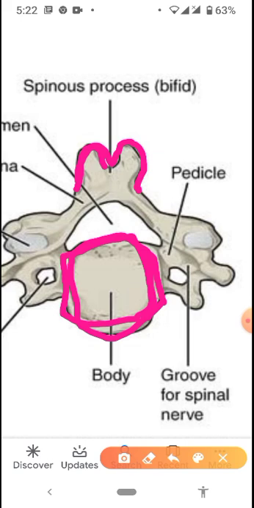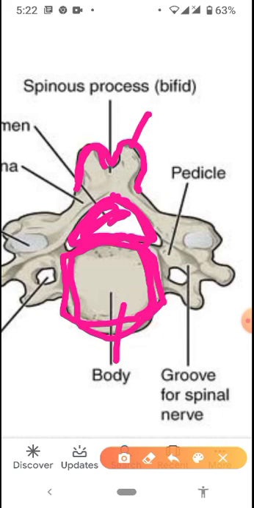And what about the vertebral foramen? The vertebral foramen is for the spinal cord, as I have already told you, but it is triangular. It is large and it is triangular. The spinous process is bifid and the body is small. These are the important characteristics of the typical cervical vertebra, and the foramen transversarium for the vertebral artery. Okay, and these are the characteristics of the typical cervical vertebra.